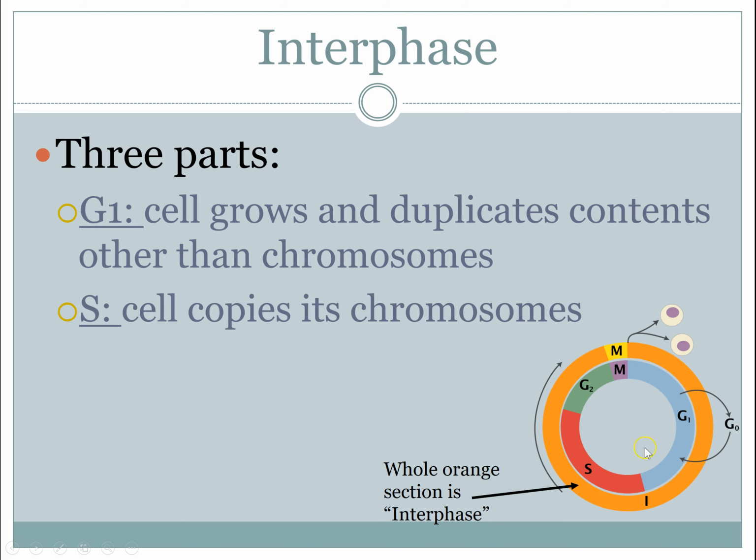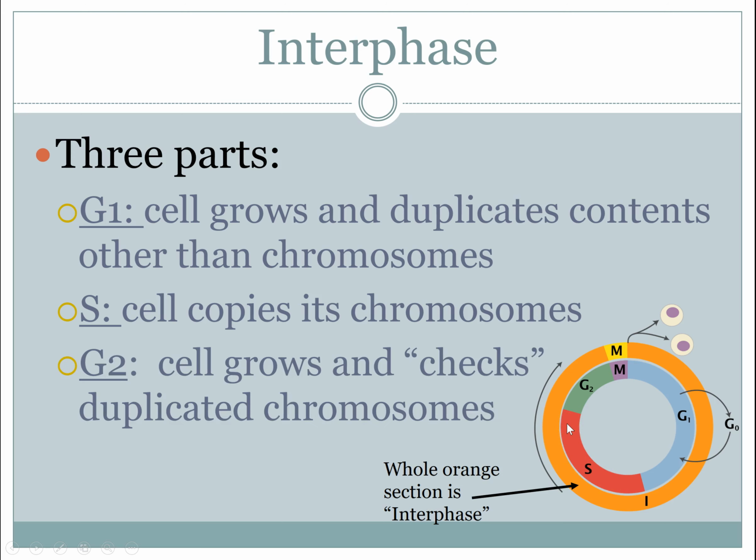In the S phase of interphase here, the cell is copying its chromosomes. We just talked about why that's important. And in G2, the cell grows some more and checks the duplicated chromosomes because you don't want any errors in there. We talk about this a little bit later, but errors in chromosomes or DNA are called mutations. So if a cell ends up creating a new cell with a mutation in it, that could create havoc for the organism.